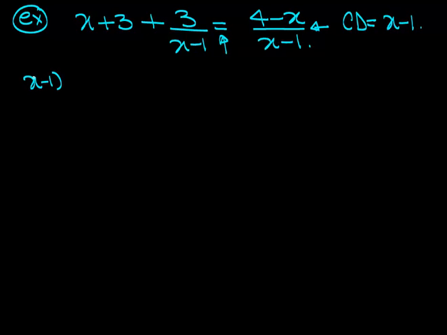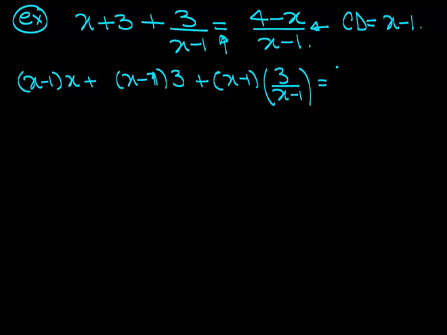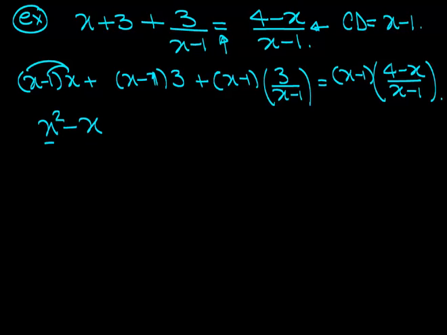So you take x minus 1 times x plus x minus 1 times 3 plus x minus 1 times 3 over x minus 1 is equal to x minus 1 times 4 minus x over x minus 1. So we're multiplying everything by the common denominator, just like we've done many times before. Over here we distribute since nothing cancels, so we get x squared minus x. So that makes it quadratic, degree 2, so that's good. Out here we distribute the 3, so we get 3x minus 3, plus out here this will cancel, so we just get a 3.